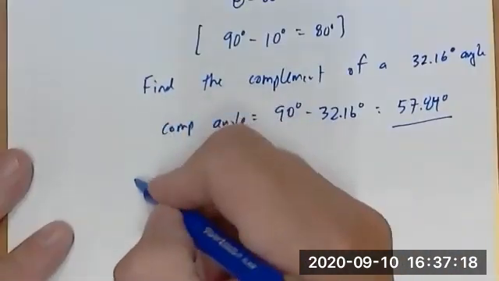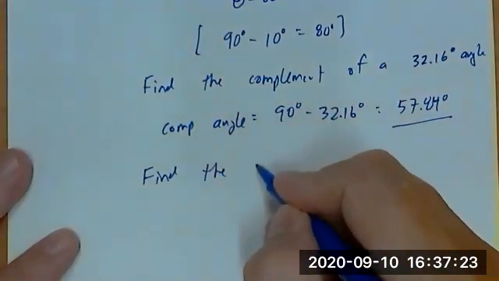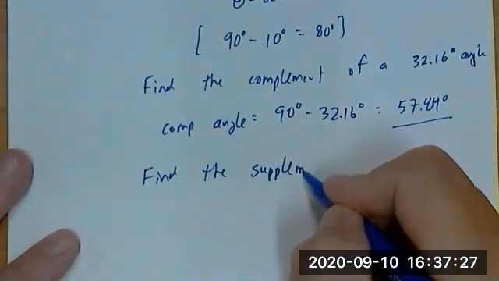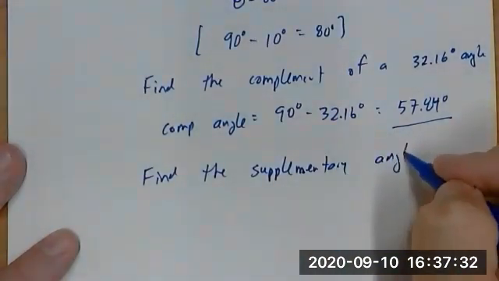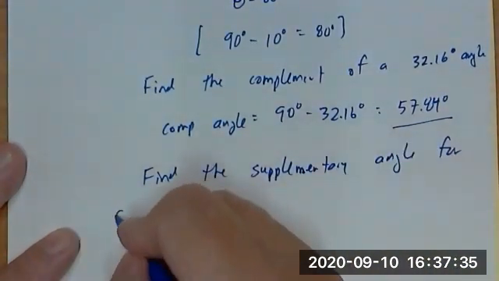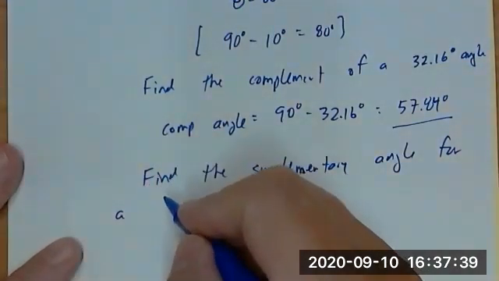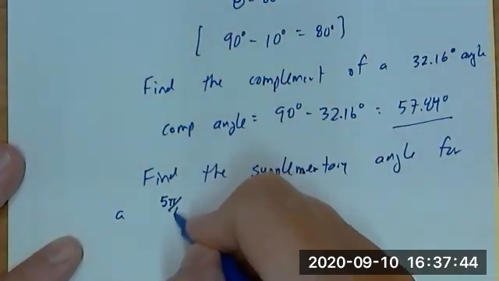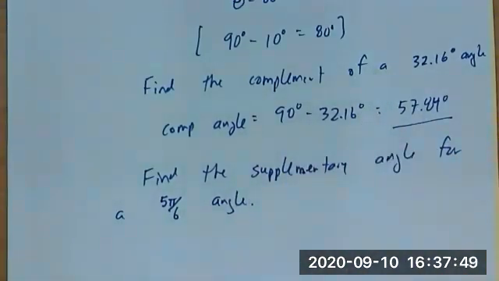Let's do this. Find the supplementary angle for a 5 pi over 6 angle.